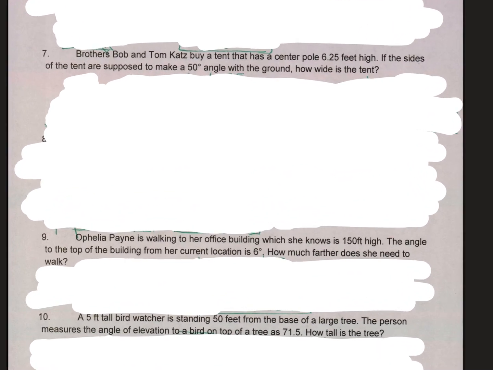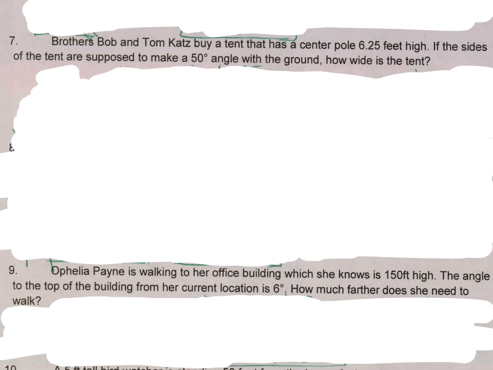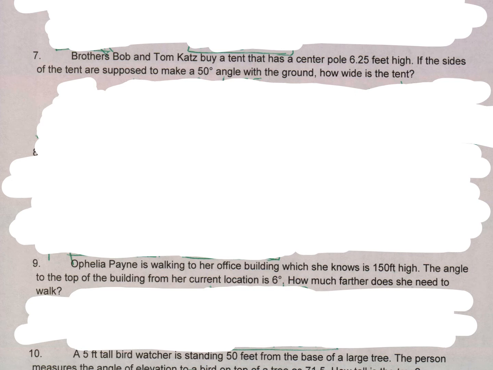This is Mikey's family. Bob and Tom cats. There's more cats in the world. They buy a tent that has a center pole that's 6.25 feet in height. If the sides of the tent are supposed to make a 50-degree angle with the ground, how wide is the tent? All right, let's think about the triangle that we're going to draw here.